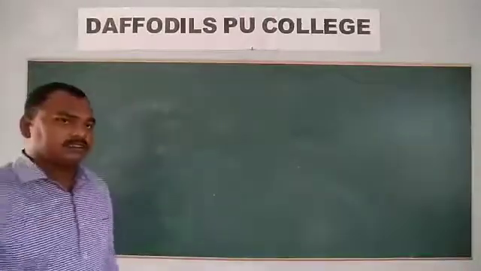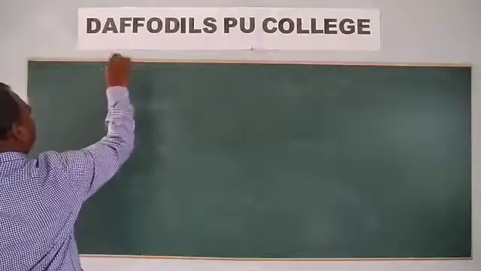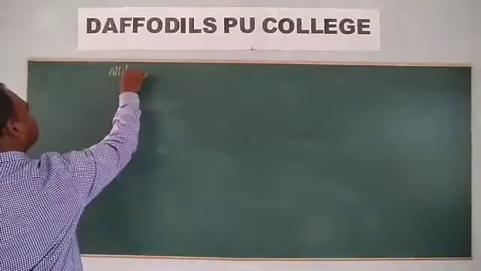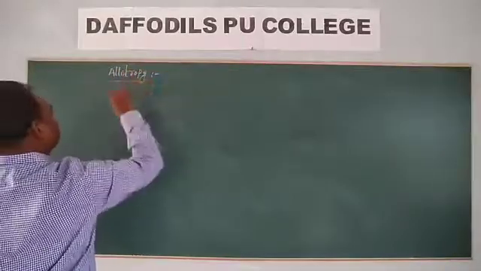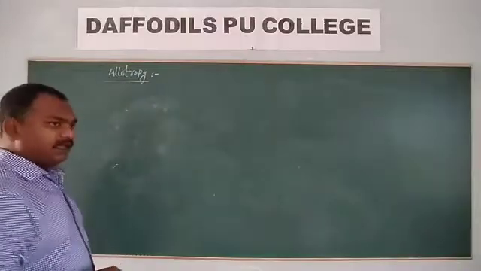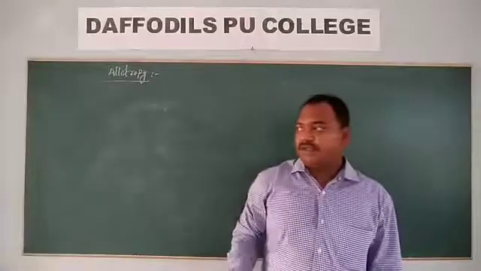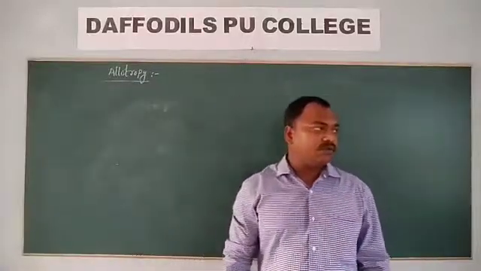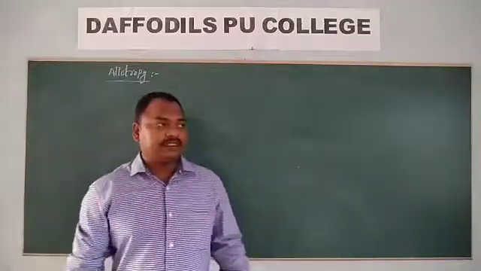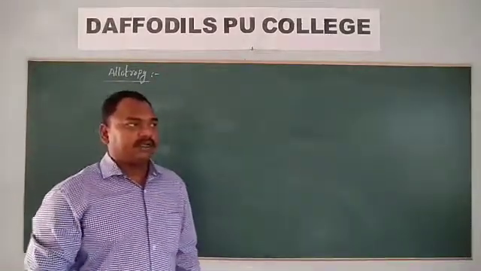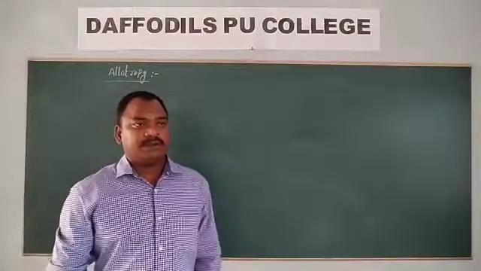The next topic is allotropy. Some of the points were already discussed in previous classes. So what is meant by allotropy? If an element is available in different physical forms, then we can say that element is exhibiting allotropy. So availability of an element in different allotropic forms is allotropy.